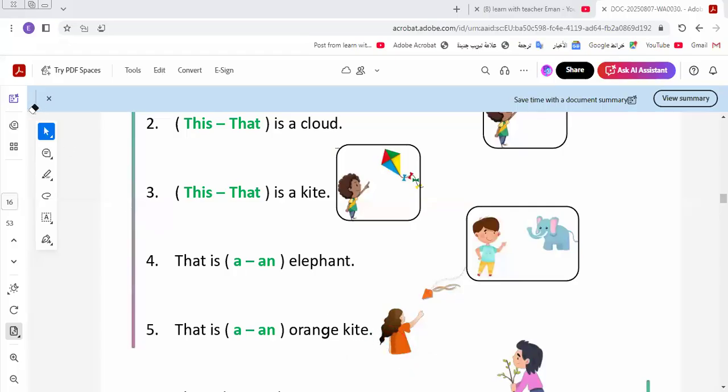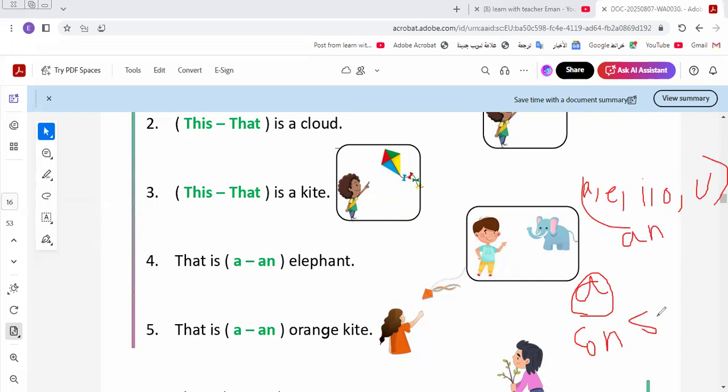Here we use the indefinite articles. We can remember with the vowels A, E, I, O, U. When I see these vowels, I put an, without thinking, I put an. With the rest of the alphabet, it will take a, because this is called what? This is called consonant sound, as we know from the last video. We know from the last video the difference between consonant sound and vowel sound. Okay, let's continue the rest of this exercise.